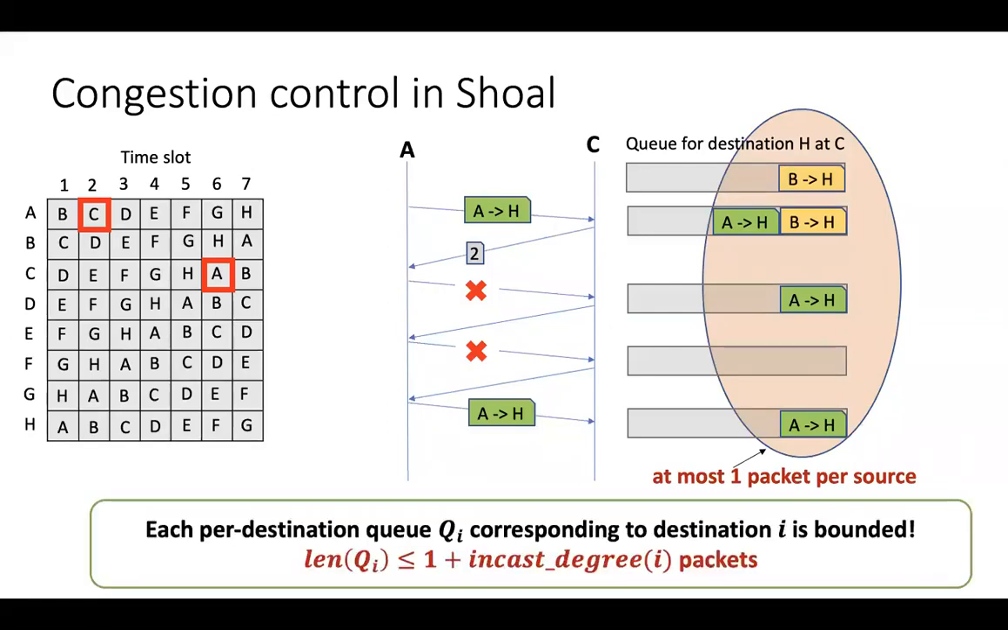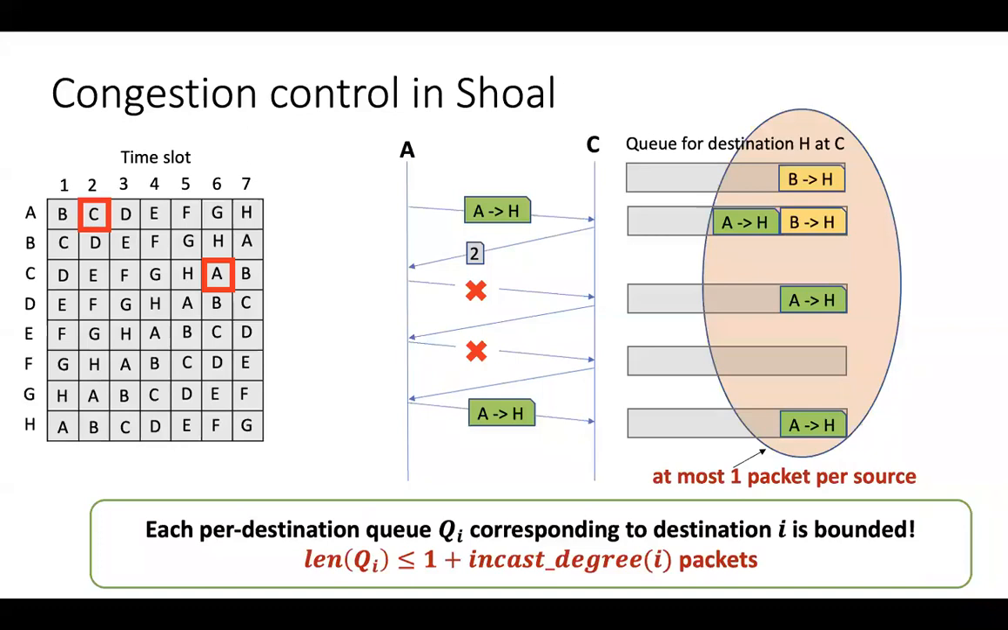And using this, Shoal is able to give a very strong guarantee that each per destination queue in Shoal is bounded. And this bound is essentially governed by the current incast degree for that node. For example, in the example that I showed earlier, where the incast degree was 2, the per destination queue corresponding to H would be bounded by 3 packets, and it will never go unbounded.